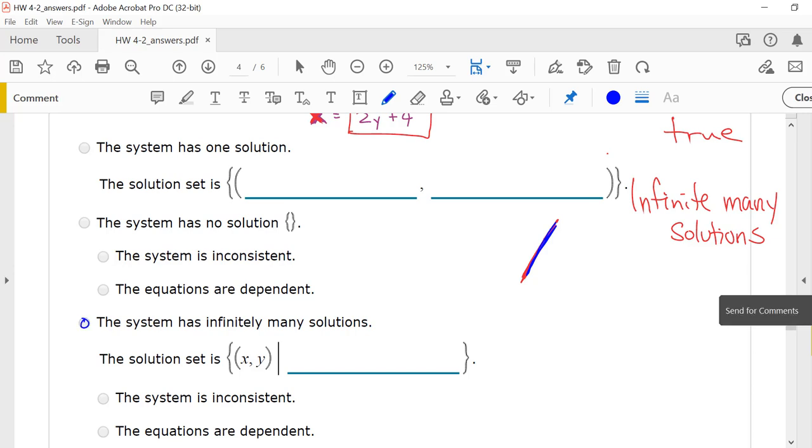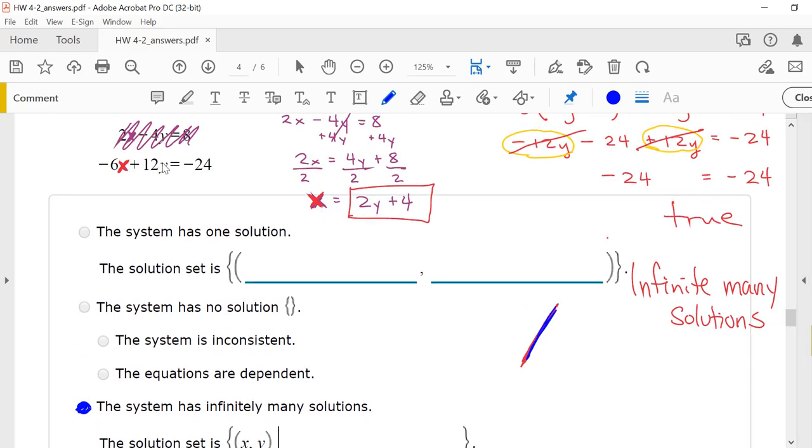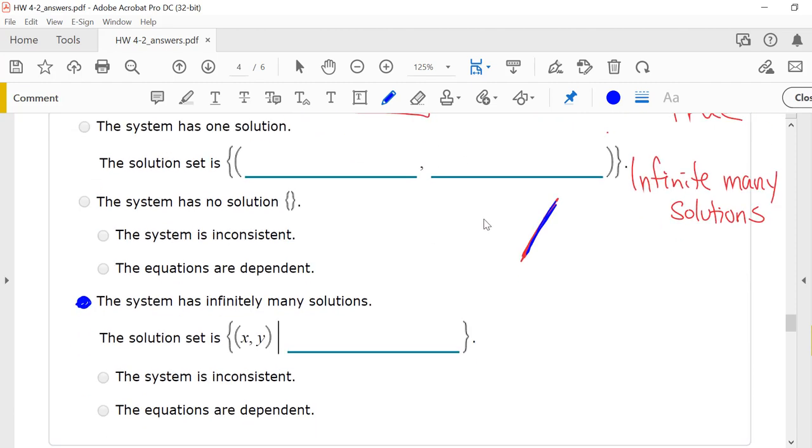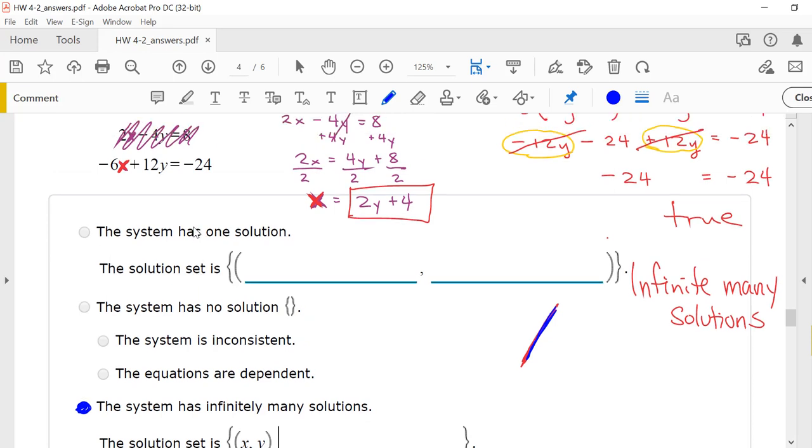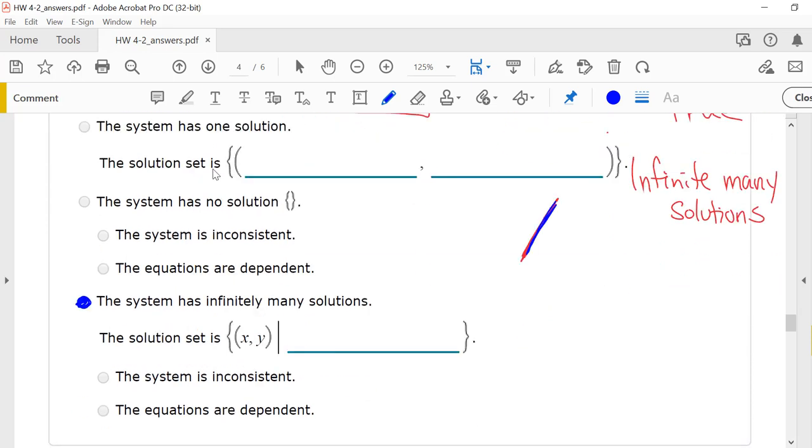So infinitely many solutions. The solution set would be, you can put either one of those equations or this one. I'm just going to type down that first equation. What is that? 2x minus 4y equals 8. And the equations are dependent. Infinitely many because the equations are dependent.